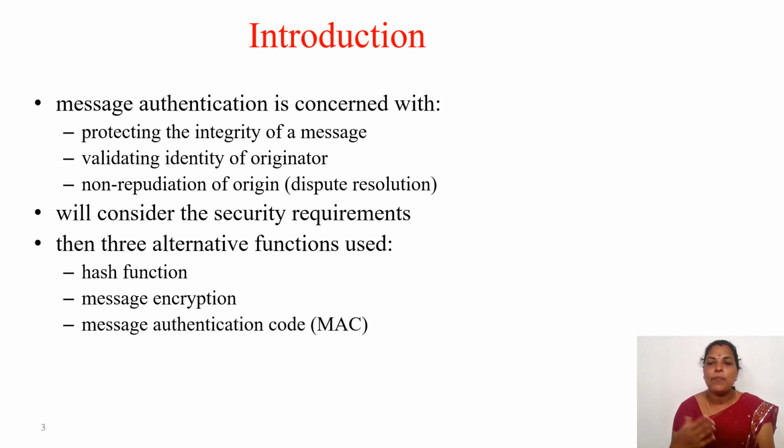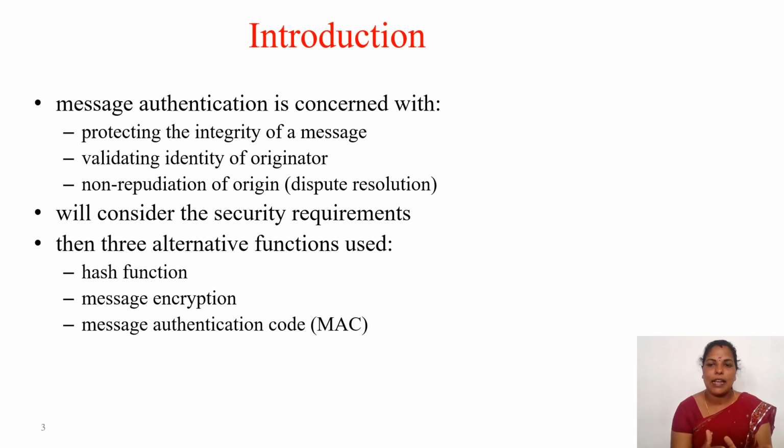Say for example, Bob receives a message from Alice, but Alice sometimes tells that I didn't send this message. Those types of repudiation we have to avoid. Also, Bob may receive the message, but sometimes Bob will tell that I didn't receive a message from Alice. Likewise, some repudiation happens. So in order to overcome that, we need this message authentication.